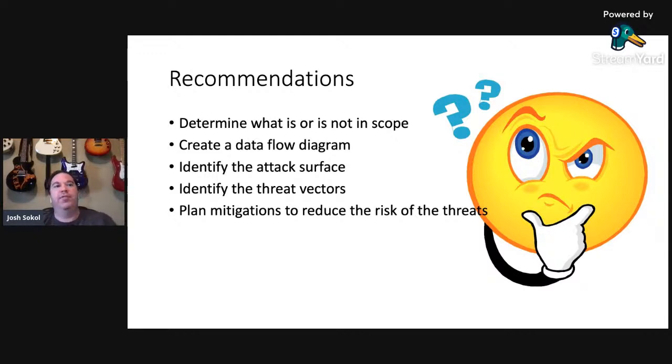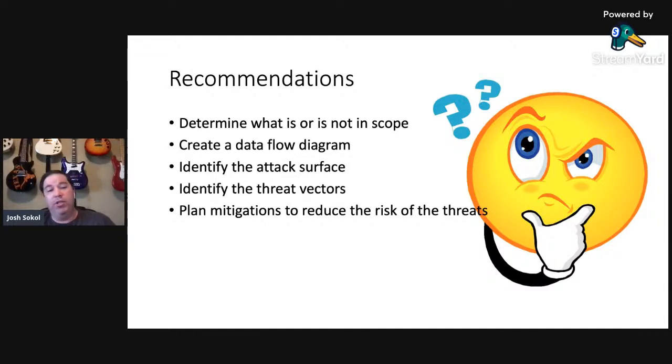So what are the different places that data might come into our environment? And then you can identify the threat vectors. The vectors are going to be the attackers, the people who are coming in, the ways they're coming in to attack our organization. And then lastly, plan the mitigations to reduce the risk of the threats.